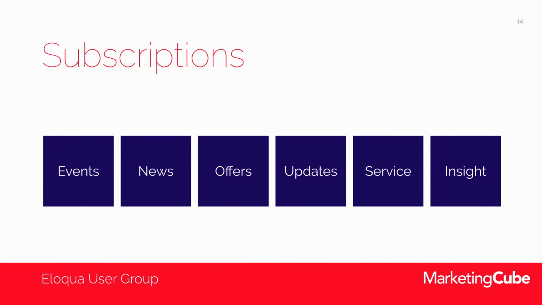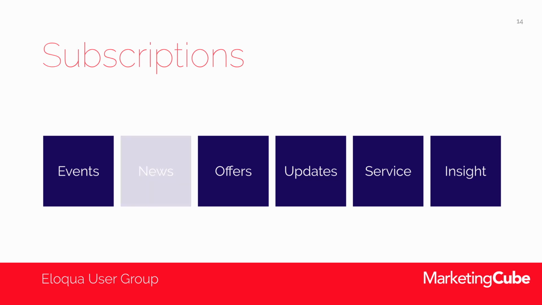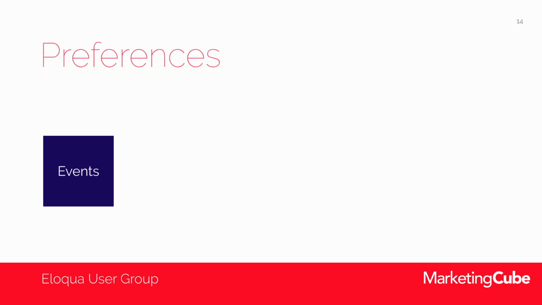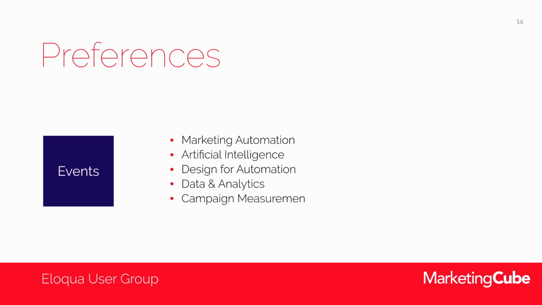Then if we look at subscriptions, again looking at those different areas that we talked about, let's pick on the first one, which is the events subscription. From a preference point of view, what sort of preferences could you invite people to share with you that they could actually tell you they're interested in? We chose our world of marketing automation to give you some examples. It could be marketing automation, AI, data and analytics, design for automation, campaign management, sales and marketing alignment. These are all areas of interest that people have.